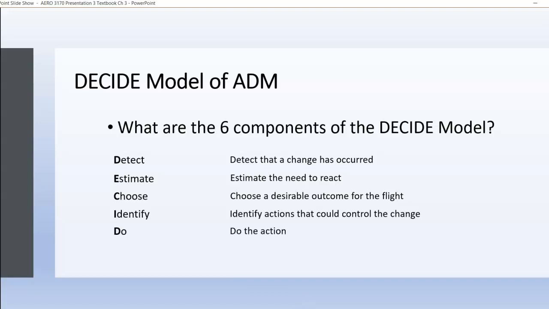Now, this is a circular model. Once you do the action, evaluate it. Evaluate the effect of the action that you took, and then if it's not having the desirable effect, go back to the beginning and detect the change that has occurred.